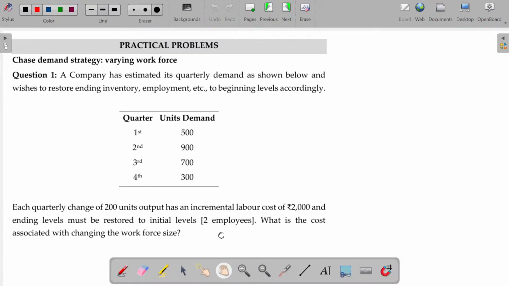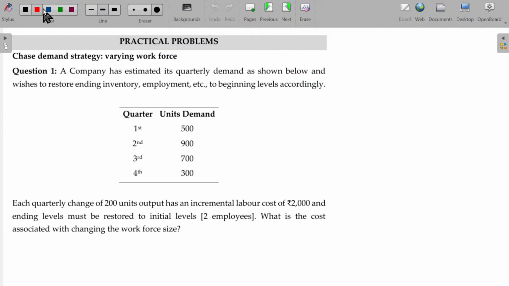Now let's start with this. Here, what strategy is going to be followed? Chase demand strategy. 3 strategies are there, one of the strategies being chase demand strategy. For that, what decision variable am I going to use? Varying the workforce. Varying the workforce means hire and fire.